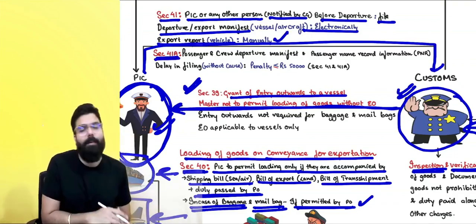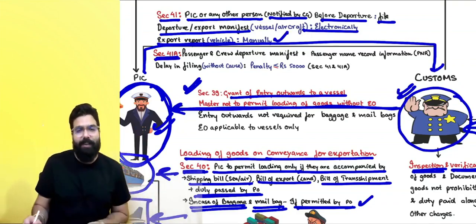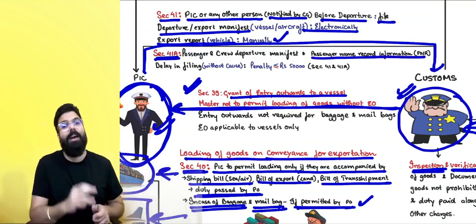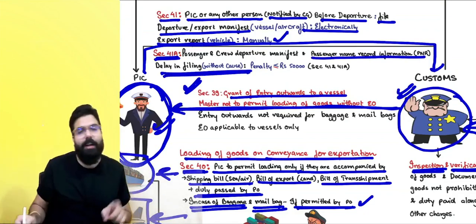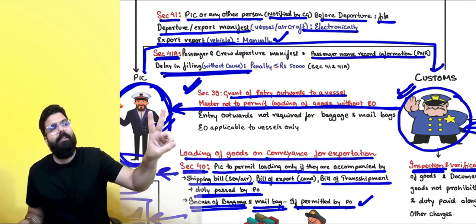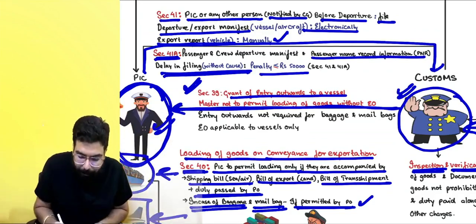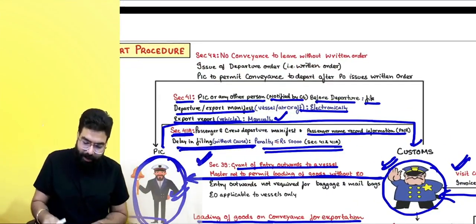Also, section number 41A says passenger and crew departure manifest has to be filed. Passenger name record information also has to be given before the departure. If there is any delay in filing of the departure manifest or the passenger and crew departure manifest, then always remember, penalty less than or equal to 50,000 shall be charged. Okay, sir. Point is clear.